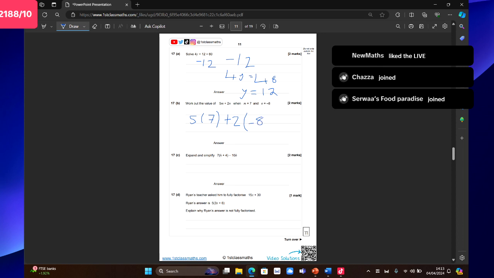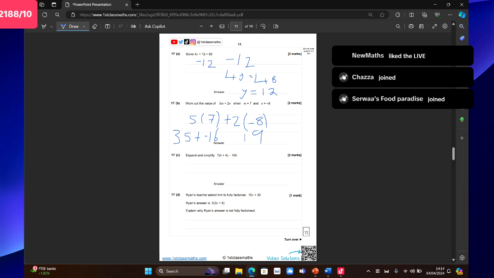So 5 times 7 is going to be 35. Plus 2 times 8 is going to be 16. But here, plus minus 16 is going to be 35 minus 16, which will be 19. Okay, that's my answer for that.